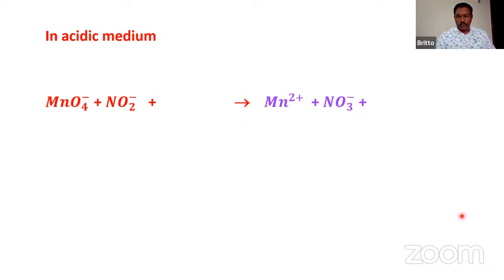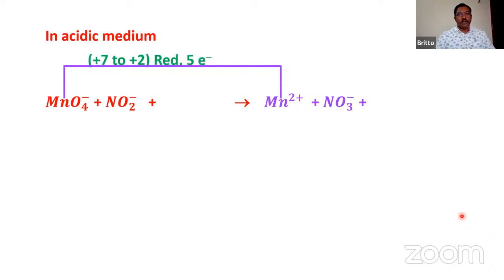How to do that? First, we consider MnO4 minus. That is an oxidizing agent. Just put a line. Now find out the oxidation state of Mn in MnO4 minus. It is changing from +7 to +2. So it is a reduction reaction. How many electrons are involved? Mark 5 electrons involved.